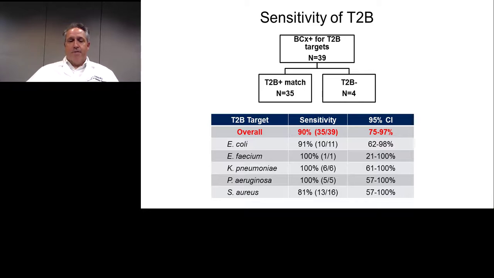And if we look at the breakdown then of sensitivity by target organism, we see 100% for Enterococcus faecium, Klebsiella pneumoniae, and Pseudomonas, 90% and 81% respectively for E. coli and Staph aureus, and the attendant confidence intervals are indicated there.